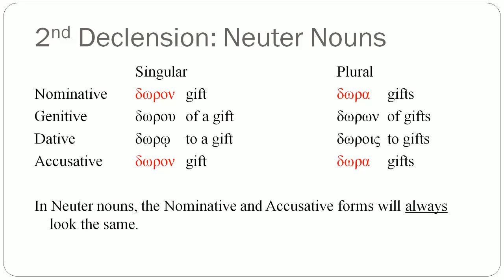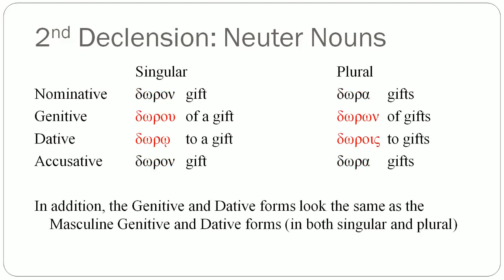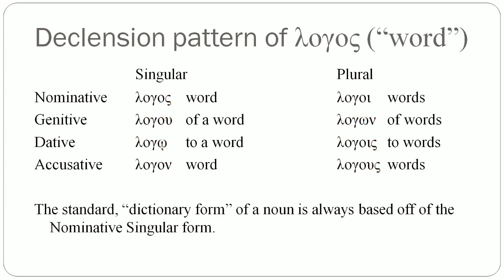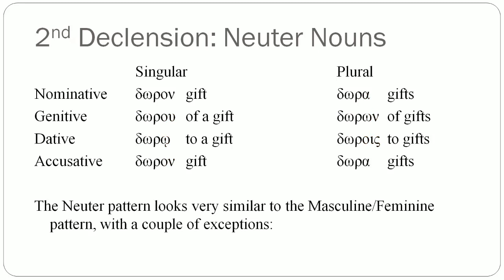The other thing that makes it not so bad to memorize this neuter chart is look at the two middle cases, the genitive and the dative. If you remember back to the masculine and feminine forms, those endings there, the genitive and the dative in both the singular and the plural, are identical to the masculine and feminine. Let me go back here. Notice this, the genitive and dative in the singular, logou and logo, and in the plural, logon and logois. And if we go up here to your neuters, exactly the same endings, right? Doru and doro in the singular, doron and dorois in the plural.